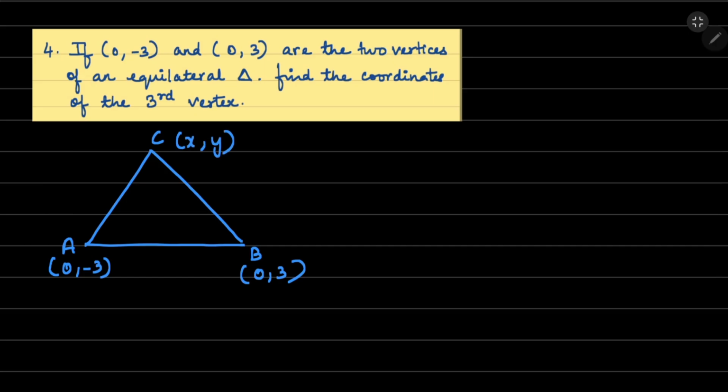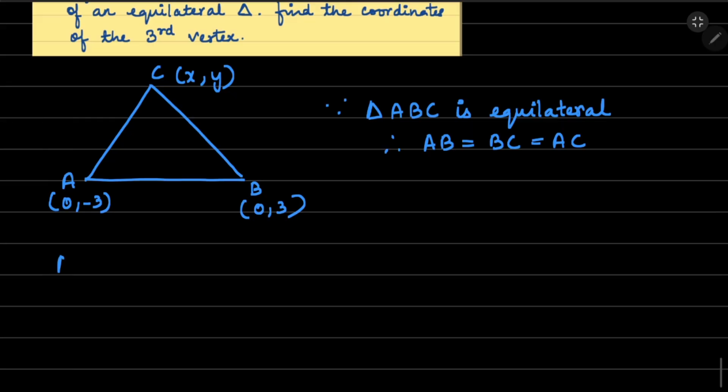Since we are given that this triangle is an equilateral triangle, which means what? All the 3 sides are equal. Okay. Since triangle ABC is equilateral, therefore, you can write AB is equal to BC is equal to AC. All the 3 sides are equal. Let us calculate the distance between A and B. Okay. So, what is the distance AB?